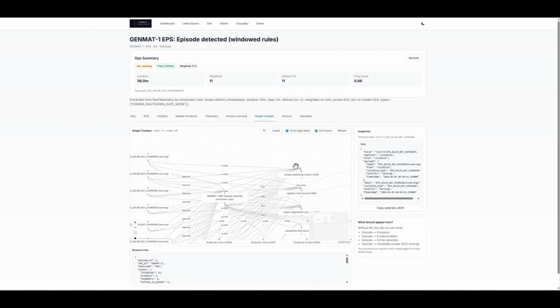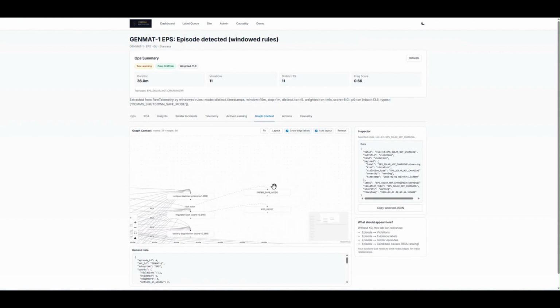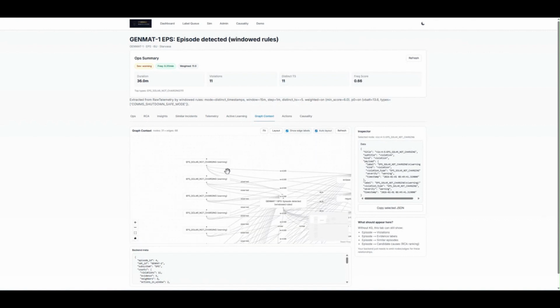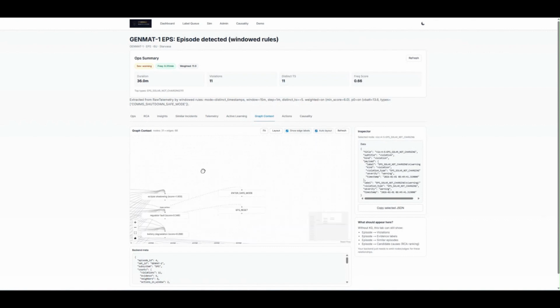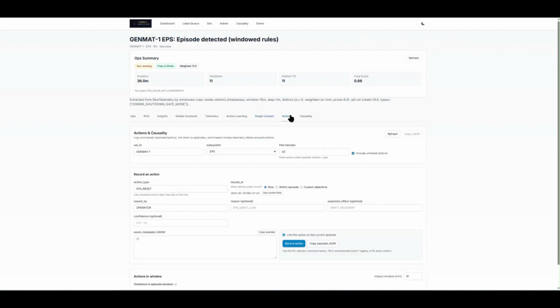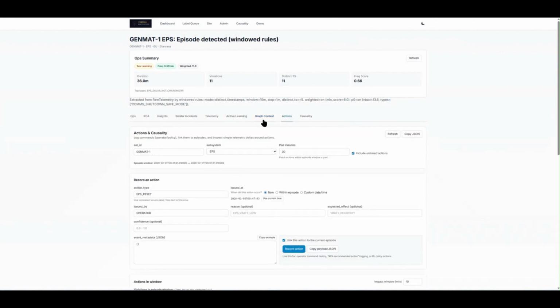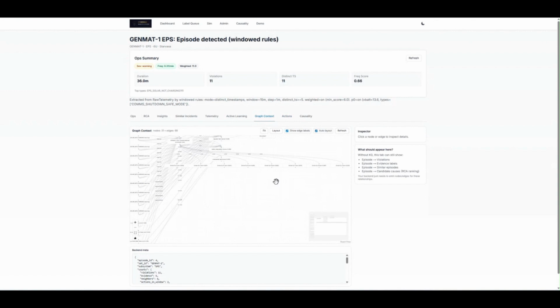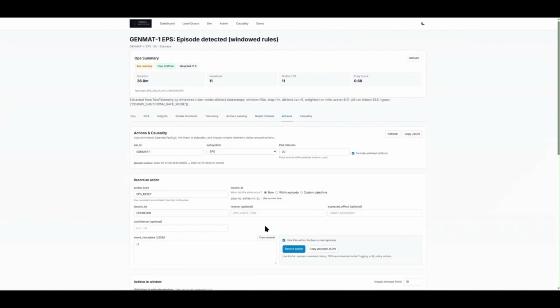So it saw a certain violation. Now it is informing the operator. Once you have that, you can go and see, right? So now graph context is telling you the action that should be taken, or it has its recommendation. You can actually go and record that action here also.